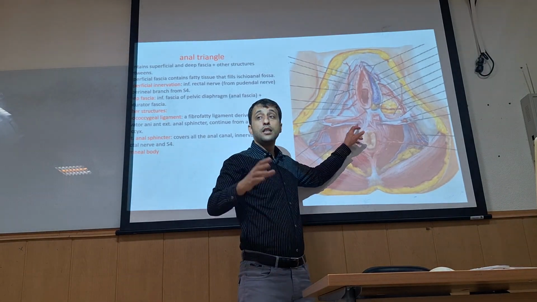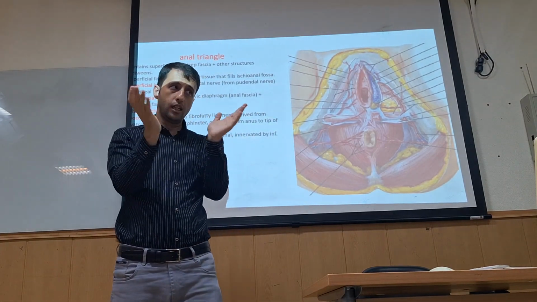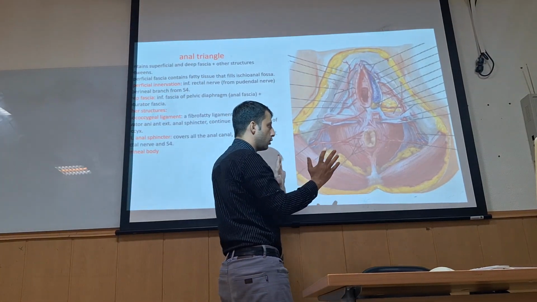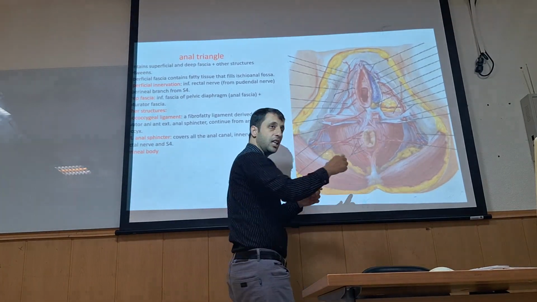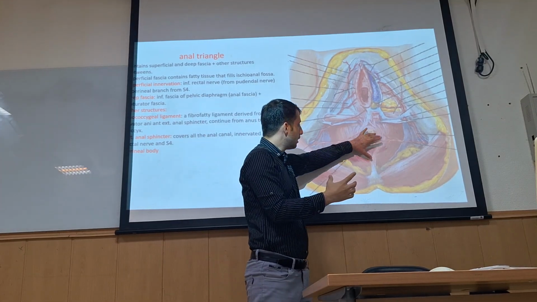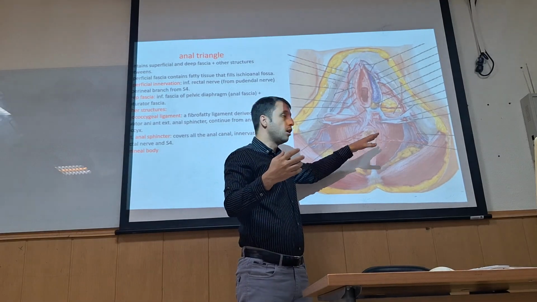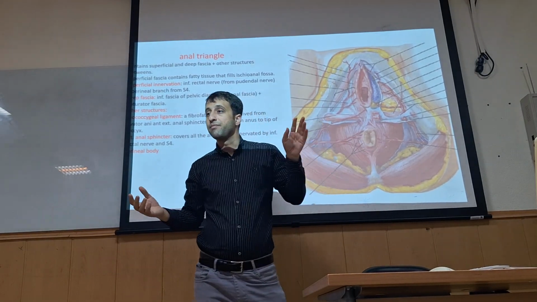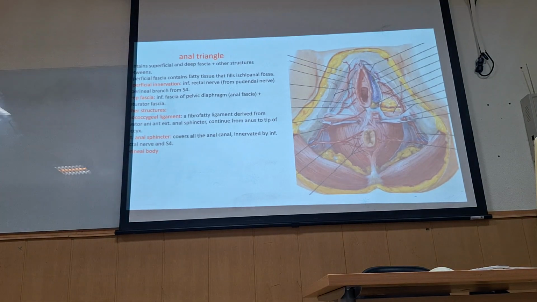Puborectalis is a part of levator ani, and this is levator ani. Look at this muscle; it is located circularly around the anus. Around the anus, it is the external anal sphincter. Is the external anal sphincter a smooth or a striated muscle? Striated, yes.